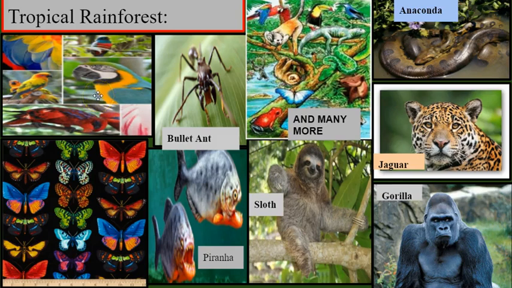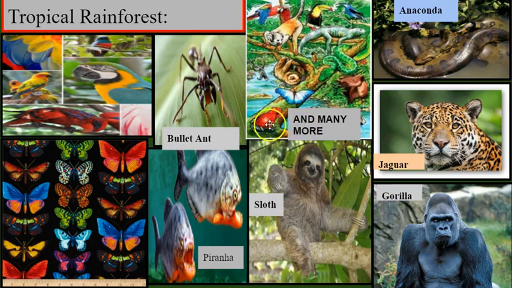Now, remember there are many different limiting factors that organisms are going to compete for, and one of those limiting factors is going to be mates. We can also see many organisms such as piranha, bullet ants, and sloths that can live in this biome.